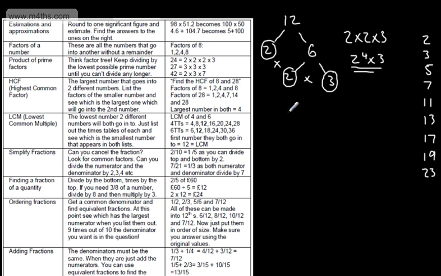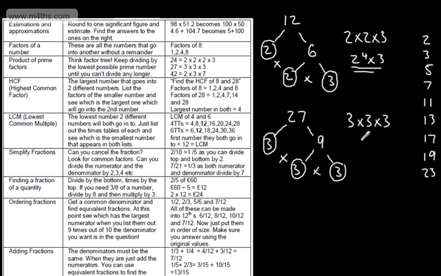So let's try 27. Can I divide this by 2? The answer is no, so I try and divide it by 3. I can divide it by 3, which is going to give me 9. Can I divide 9 by 2? No. Can I divide it by 3? Yes, I can. That's going to give me 3. We're left with 3, and we now have 27 as a product of prime factors: 3 times 3 times 3, or 3 to the power of 3. We've seen that before, it's 3 cubed. So, product of prime factors.